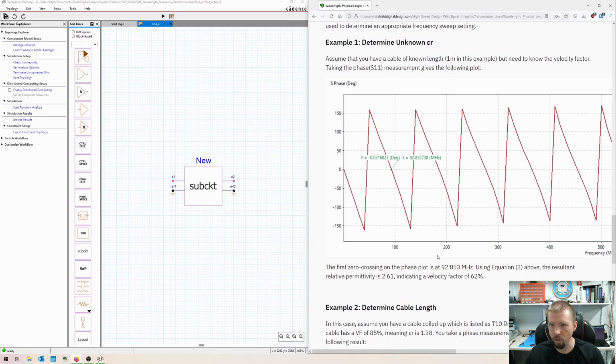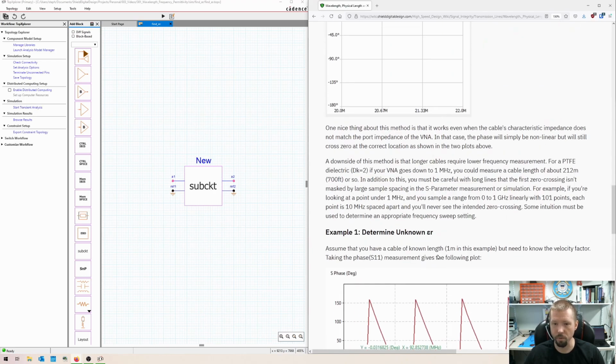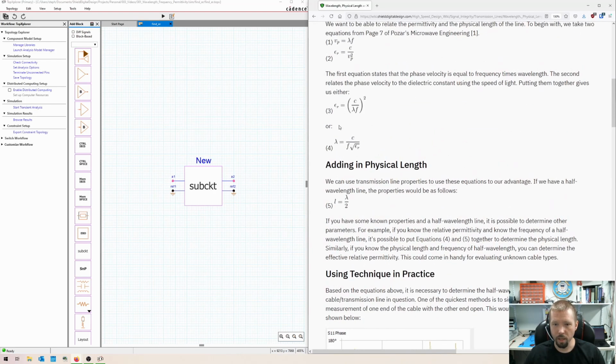Now, if we plug all these things that we do know into equation 3, right here, we plug in the frequency at which that 0 crossing occurred, 93 point whatever megahertz. Lambda here, now we know that lambda is going to be the physical length times 2. So in this case, lambda is 2. We know c, that's 3 times 10 to the 8th, the speed of light as a constant.